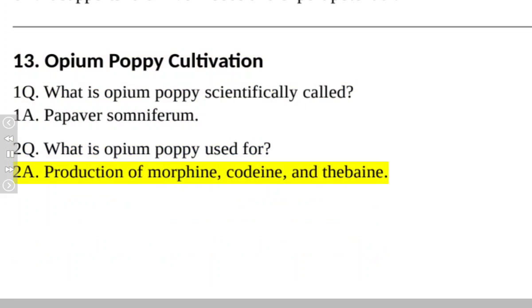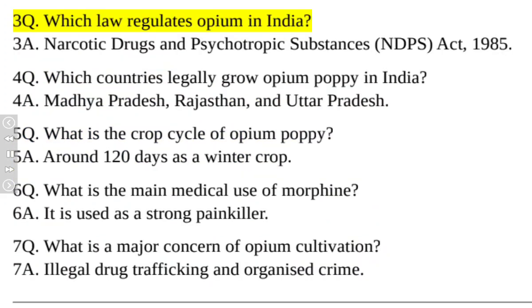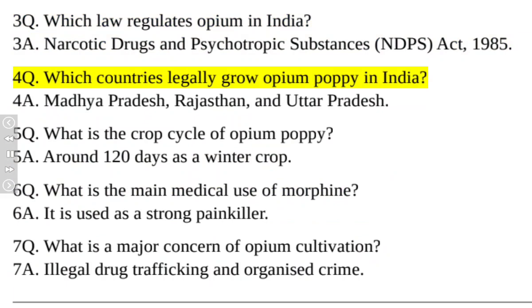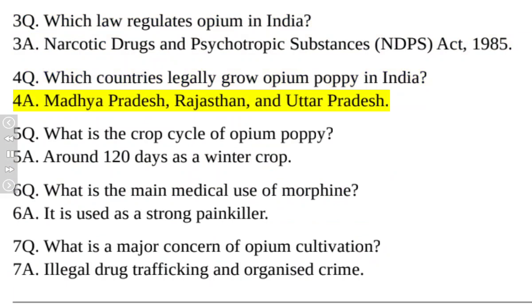2A. Production of morphine, codeine, and thebaine. 3Q. Which law regulates opium in India? 3A. Narcotic Drugs and Psychotropic Substances (NDPS) Act 1985. 4Q. Which states legally grow opium poppy in India? 4A. Madhya Pradesh, Rajasthan, and Uttar Pradesh.